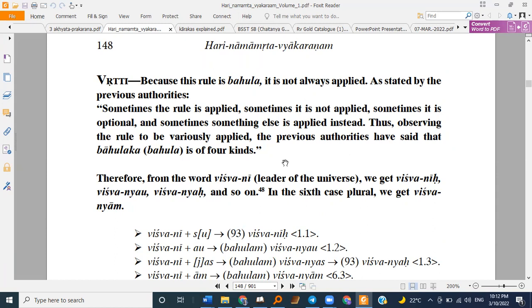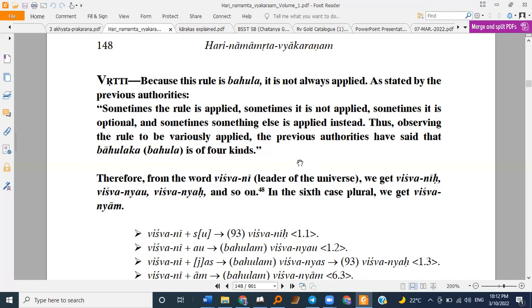So when we say that some rule is Bahulam, it means either of these 4 things. Sometimes it is applied, sometimes it is not, sometimes something else is applied, and sometimes it is optional. So who decides that? The compiler decides that. There are no such norms.